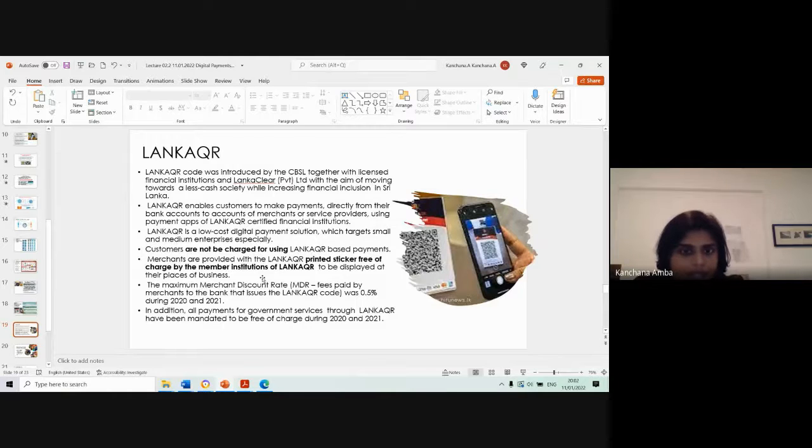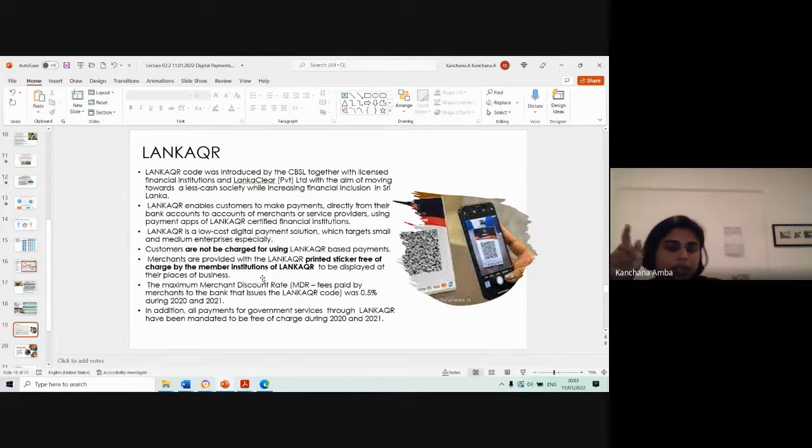And because it's for financial inclusion and looking at the lower end of the market, the smaller merchants and customers with smaller wealth, the Lanka QR solution is extremely low cost, right? The customers are not charged at all. And the merchants can have just the sticker, because we can use the QR code on paper. So that is one really good feature of the QR code technology, right? And the QR code issuing member institutions just give it for free.